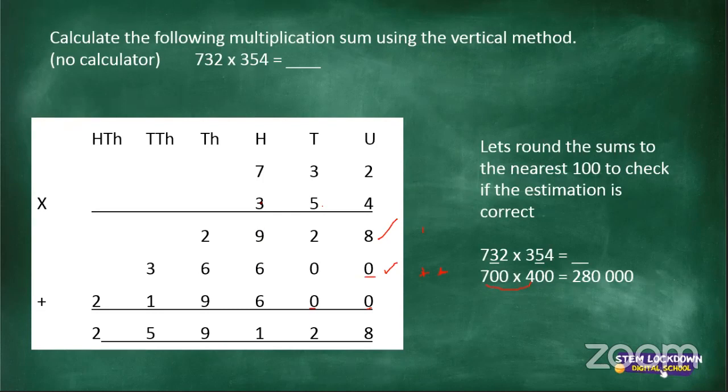Okay, so then we're going to multiply 3 with the 2 in the units column. So 3 times 2 gives you 6. So we put our 6 here. Okay, so now we're going to take 3 times 3. So 3 times 3 gives you 9. And we put our 9 here. Then we have 3 times 7. So 3 times 7 is 21. So we put our 1 here and we put the 2 in the next column.